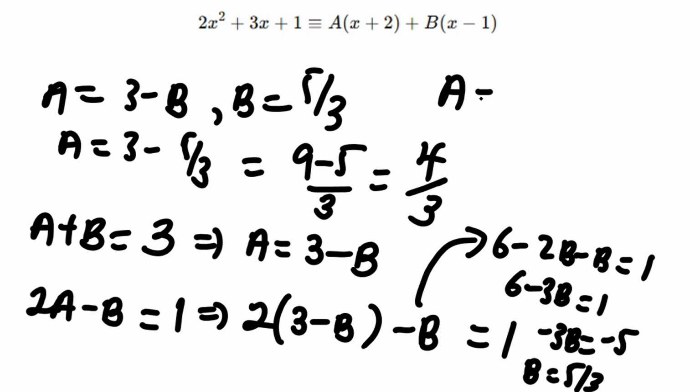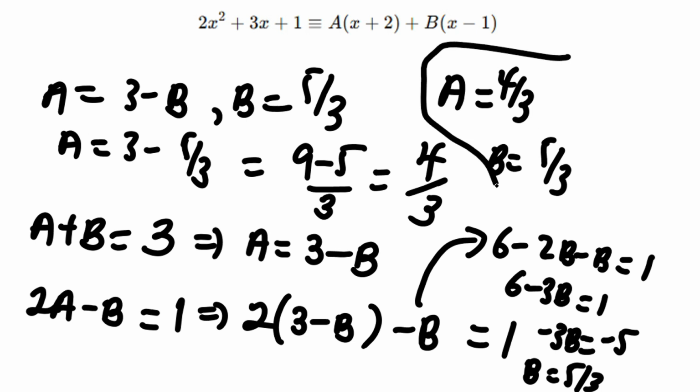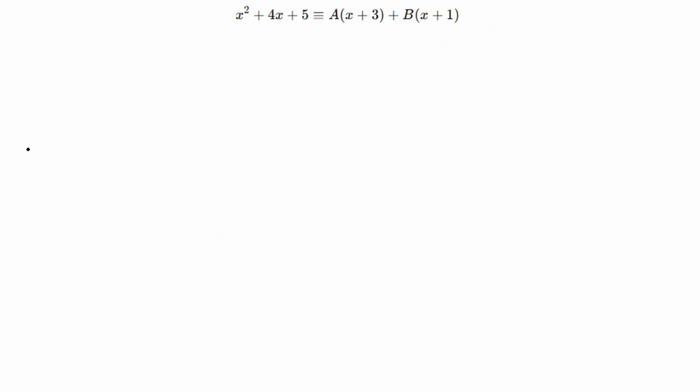So a is equal to 4 over 3, b is equal to 5 over 3. These are the two answers from the expansion and comparing like terms. Let's go with this one. This one too, we do the expansion.